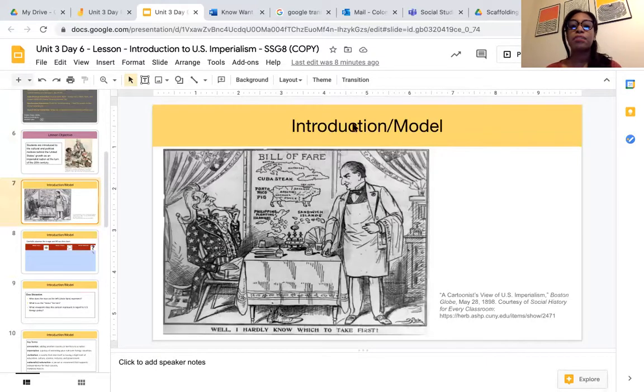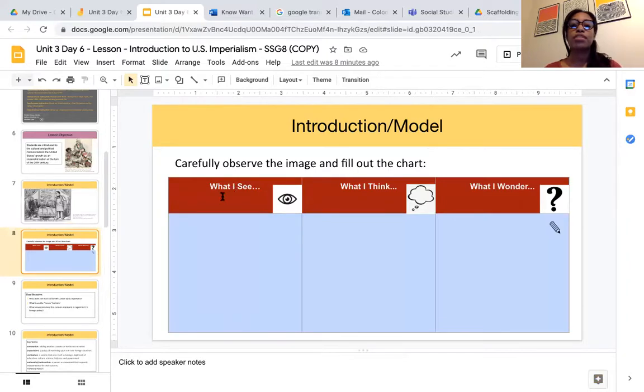You have this political cartoon. Political cartoons are great because they're visuals and students can kind of access them. However, they tend to have words. And if students don't know what the words mean, then that could be a problem, okay? That could definitely be a problem. And this political cartoon is introduced with this what I see, what I think, and what I wonder chart.